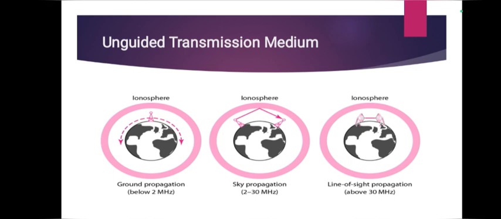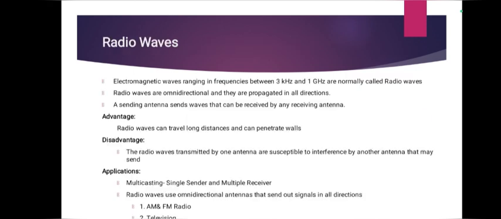This is the diagram. Radio waves, the first type. Electromagnetic waves ranging in frequency between 3 kHz and 1 GHz are normally called radio waves. Radio waves are omnidirectional and propagate in all directions.